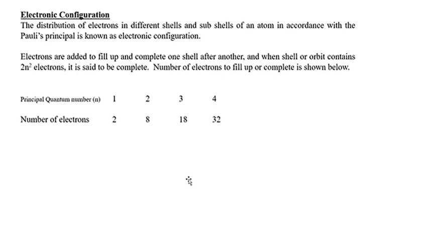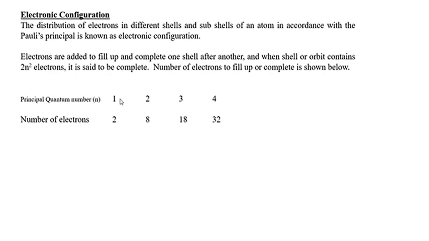Then we need to identify how electrons are configured in these orbitals, right? The distribution of electrons in different shells and subshells of an atom in accordance with Pauli's principle, which we discussed, is known as electronic configuration. Electrons are added to fill up and complete one shell after another, and when a shell or orbital contains 2 electrons, it is said to be complete, right?